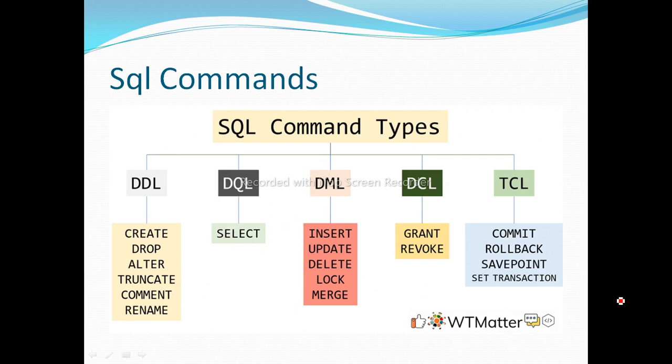Data query language: after creating the table, we want to select the data from the table. Data manipulation language means now that we have created the table, we want to insert data, update data, delete some data from the database, lock a table, or merge a few tables. Then grant or revoke, that is data control language. We want to give some permission, for that we use grant, and with revoke we take back that permission. Transaction control language means we want to commit, roll back, save point, set transaction.